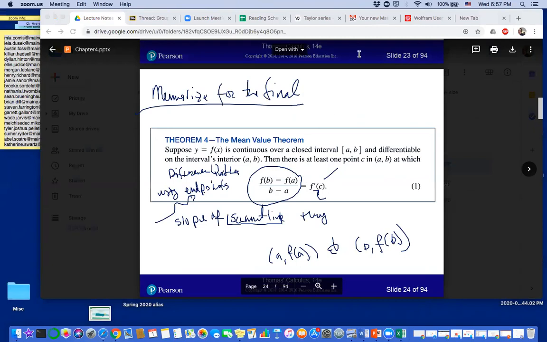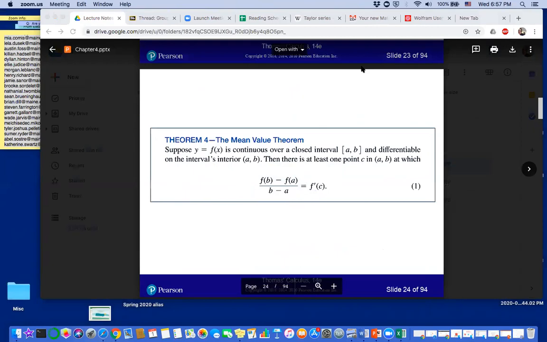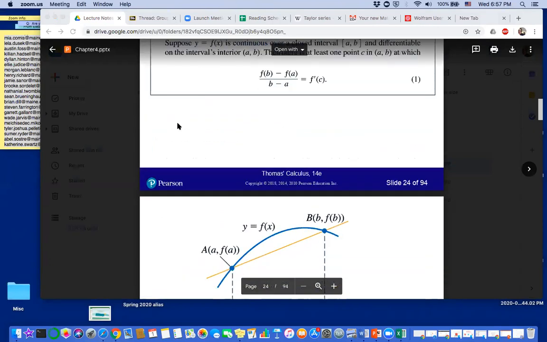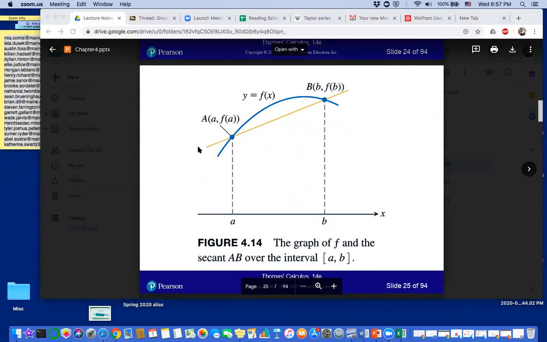Okay, so I'm going to clear these annotations, and we're gonna look at the next picture. And the next picture simply expresses this idea. All right, so you have a function, and this function is continuous throughout the entire AB, and it's clearly differentiable. It has a nice slope everywhere, including at the endpoints. Okay, now we draw the secant line through the endpoints, a comma f of a and b comma f of b. Through these two points, we draw a secant line.